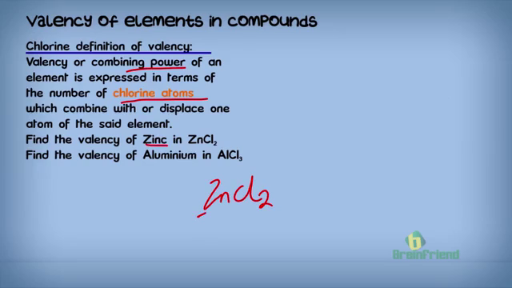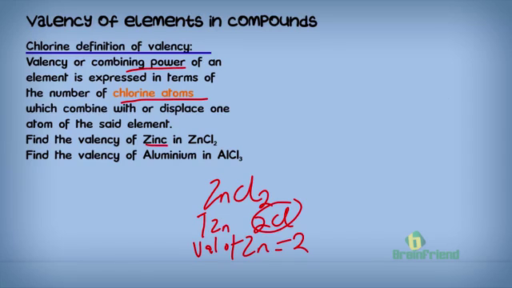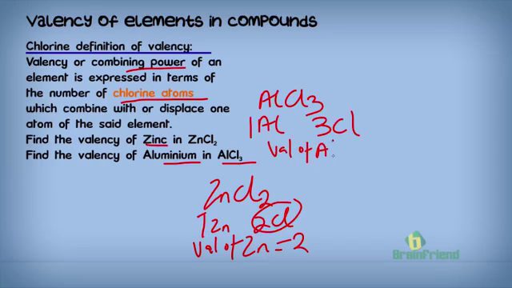And so we say 1 atom of zinc combined with 2 atoms of chlorine. Therefore, the valency of zinc would be 2 because it's combining with 2 atoms of chlorine. The second one says find the valency of aluminium in aluminium chloride. Here also, we say 1 atom of aluminium combines with 3 atoms of chlorine. So the valency of aluminium will be 3 because it is combining with 3 atoms of chlorine. Okay, it's that easy. It's that straightforward.